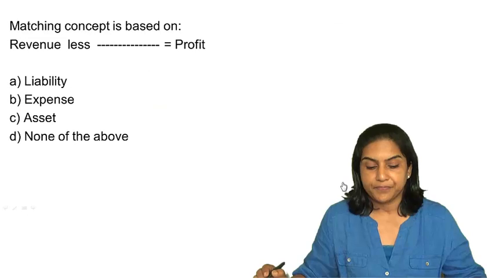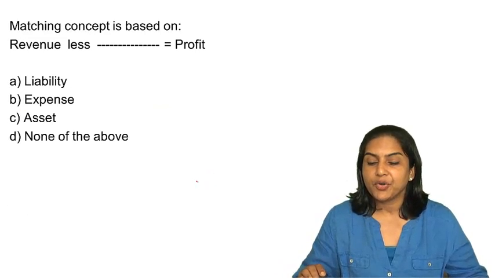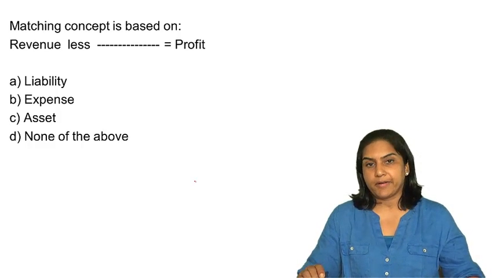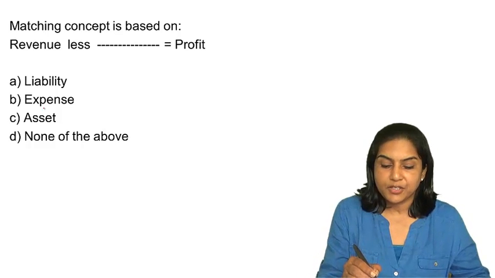Option D. Matching concept is based on: A, revenue less liability is equal to profit. B, revenue less expense is equal to profit. C, revenue less asset is equal to profit. Or D, none of the above. Correct answer should be B, revenue less expense.